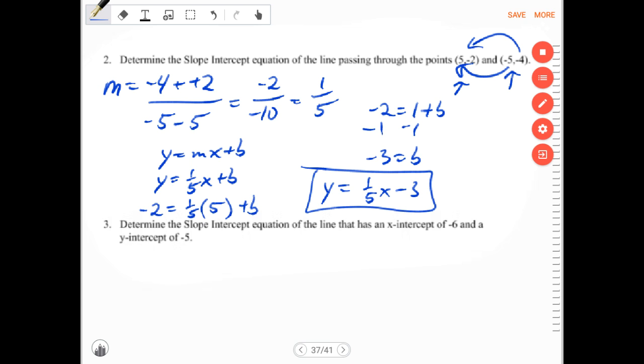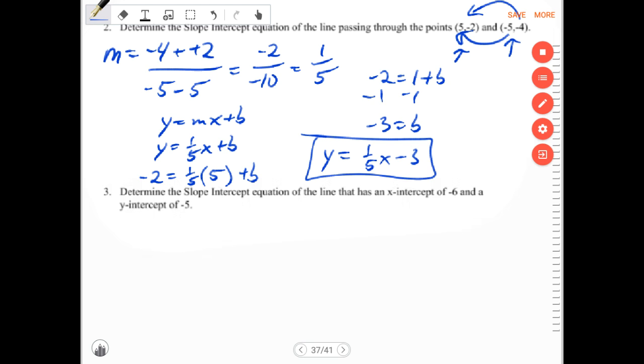Okay, number 3, determine the slope-intercept equation of the line that has an x-intercept of -6 and a y-intercept of -5. Funny thing about this, I know it looks a little bit harder, but it really isn't, because an x-intercept just means that the y is 0, so this is (-6, 0). And the y-intercept just means the x is 0, so x is 0, y is -5. Okay, so that's the idea there.